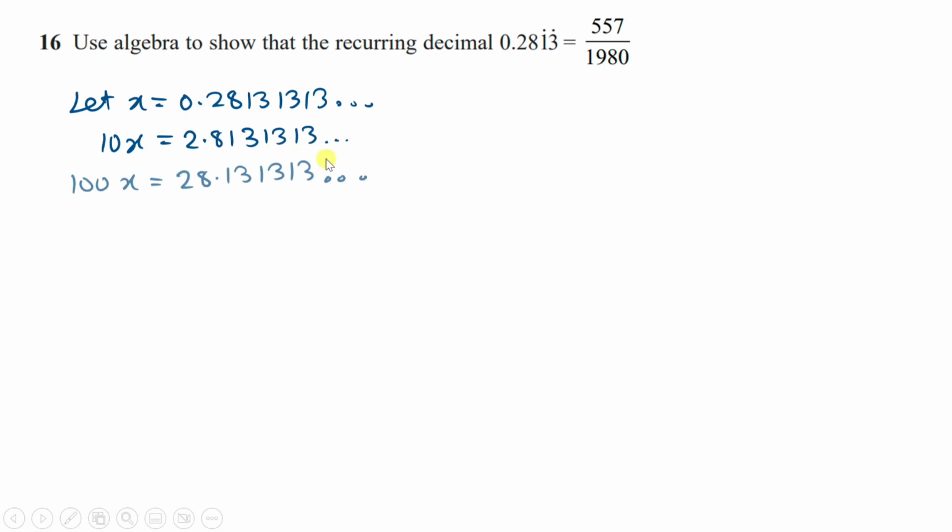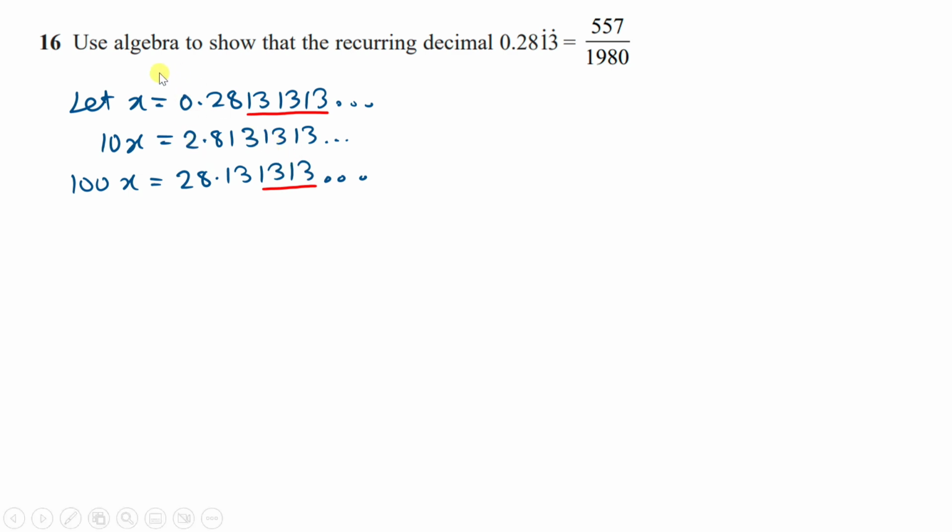Let's multiply by another 10, and you should get 100x. Now the point of this one is that you basically have to capture when it starts copying itself. So for example, if you look at the x, you can see that the 1, 3 occurs here, at the third or fourth decimal place. It goes on. Same for this one. If you look at 100x, 1, 3, 1, 3 occurs at the fourth decimal place. So the main idea is to basically have this sorted out.